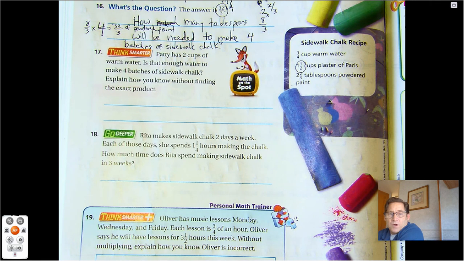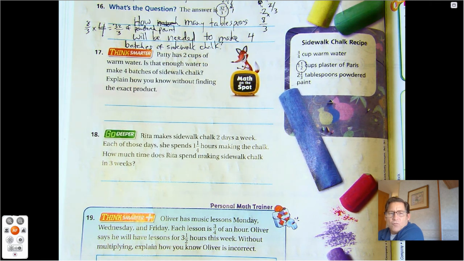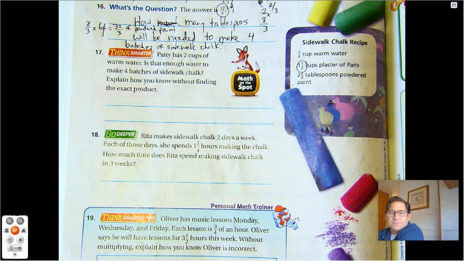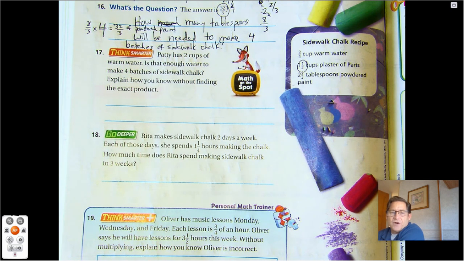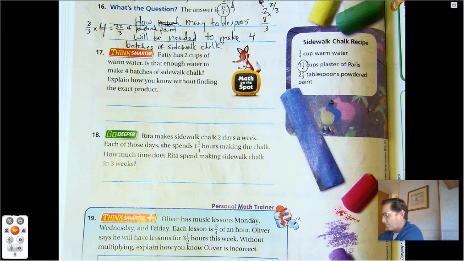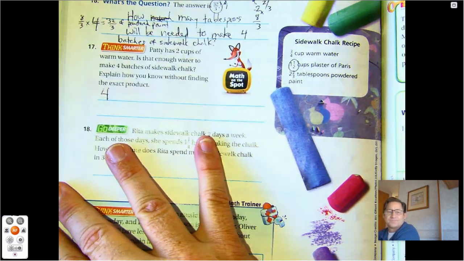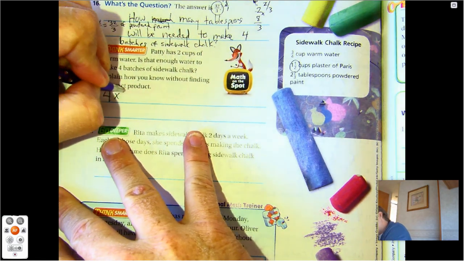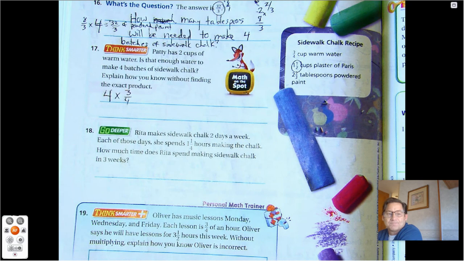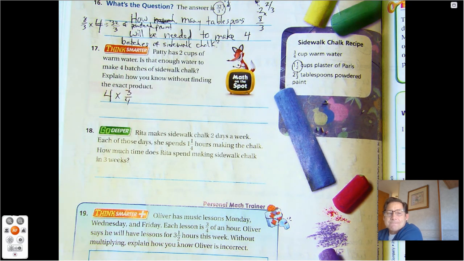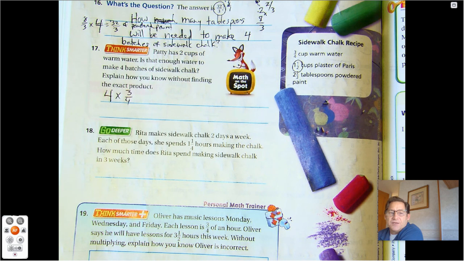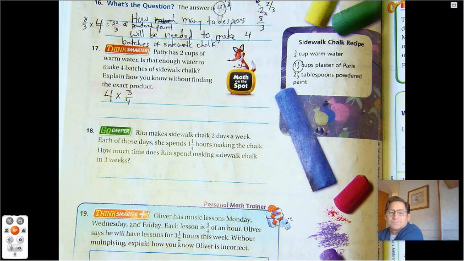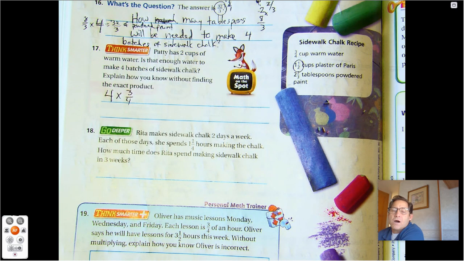Patty has 2 cups of warm water. Is that enough water to make 4 batches of sidewalk chalk? Explain how you know without finding the exact product. All right, well, we're going to make 4 batches, and it takes 3/4 cup of water. And how do I know if that's going to be enough? 4 times 3/4.